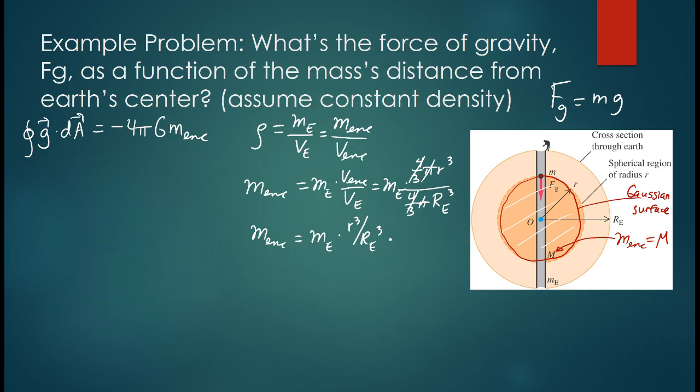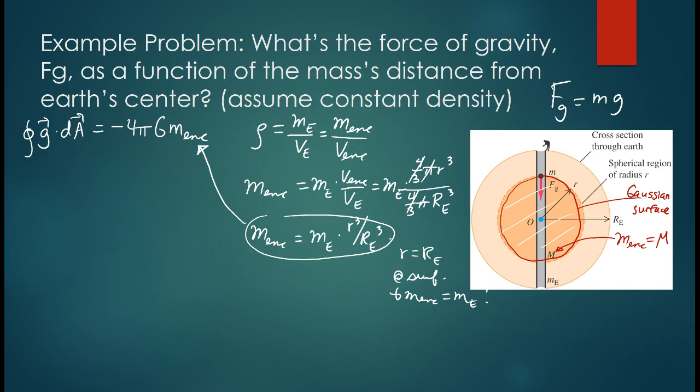And that makes sense because when we're at the surface of the Earth, r is equal to R_E at the surface, and mass enclosed is just equal to mass of the Earth. Okay, now let's take this result and plug this in for the enclosed mass here, and let's evaluate Gauss's law.